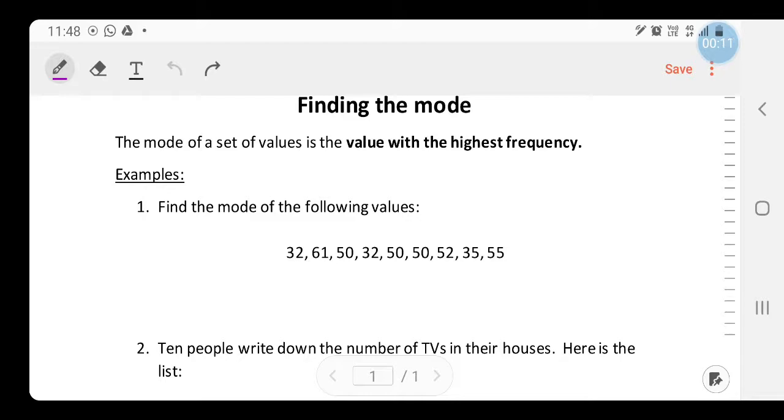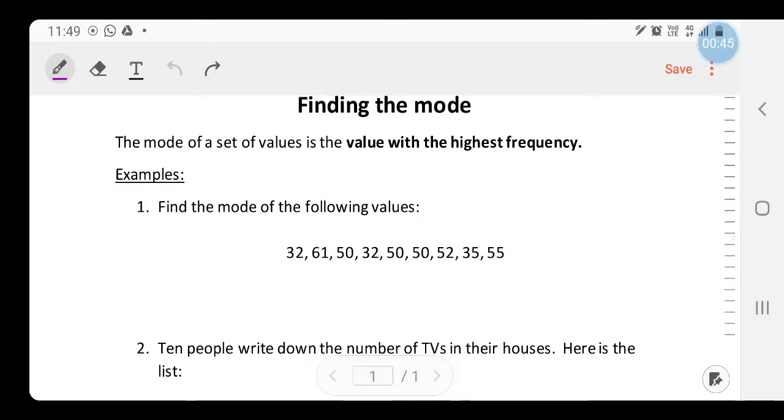Well, in the study of statistics, if you have a set of values, which is a fancy way of saying a list of numbers, the mode of a set of values is simply the number or the value with the highest frequency. So if you have a list of numbers, the number that occurs in that list the most often is called the mode. All right. So let's dive into a couple of examples.